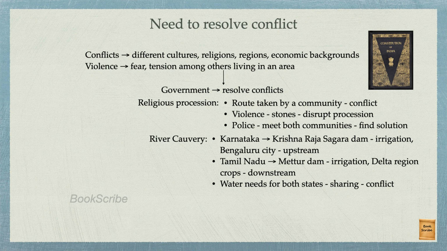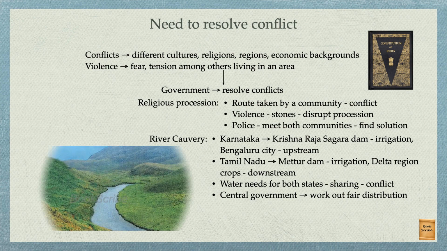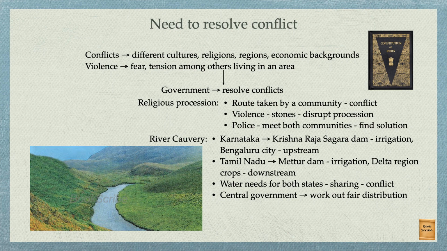To solve this, the central government has to step in. They have to call the two states, they have to put a proper plan, how much water has to be given to which state, that is, it has to be fair. It has to be fair for both the states. It has to be good for both the states. And both the states have to agree. Then only such conflicts can be removed.